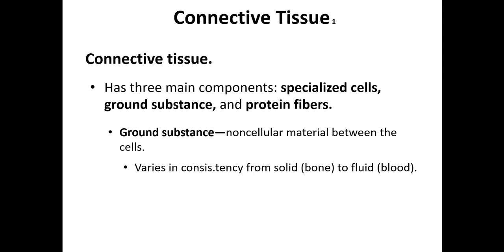Some examples of connective tissue include adipose, which is fat, cartilage, bone, and blood. Although quite diverse in structure and function, connective tissues all contain specialized cells. They also include ground substances and protein fibers. The ground substance is a non-cellular material that separates the cells and varies in consistency from a solid bone structure to a semi-fluid cartilage to even fluid-like blood.